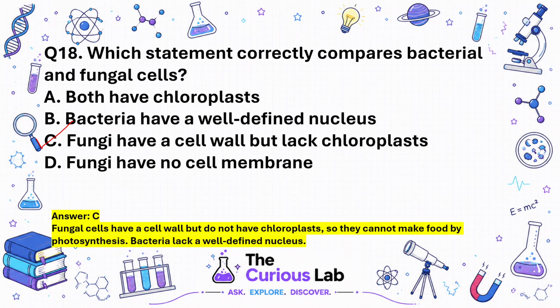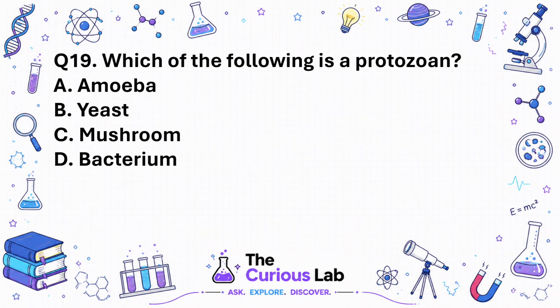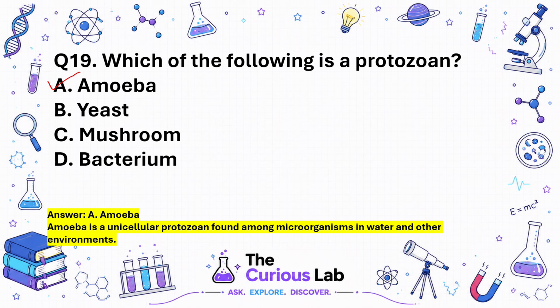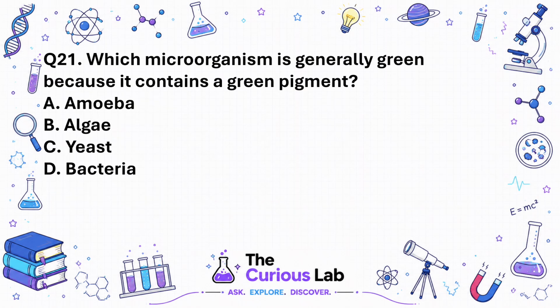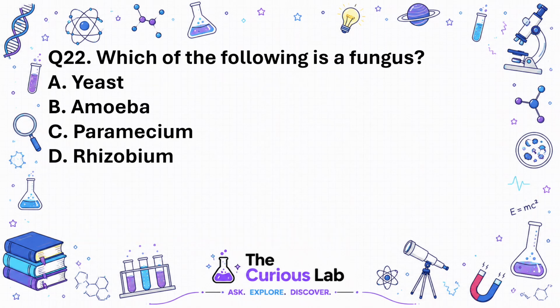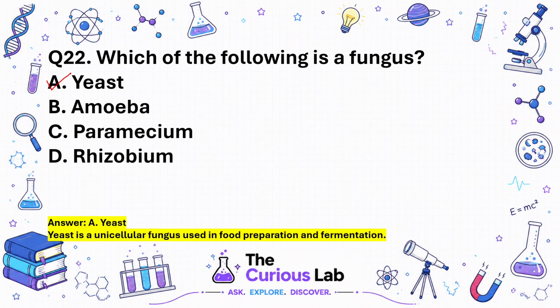Next question. Which of the following is a protozoan? It is amoeba. We know that amoeba belongs to the group protozoa. Next question. Paramecium is a protozoan. We know that paramecium is also protozoa. Next, which microorganism is generally green because it contains a green pigment? It is algae. Which of the following is a fungus? Yeast. We know it is a unicellular fungus.